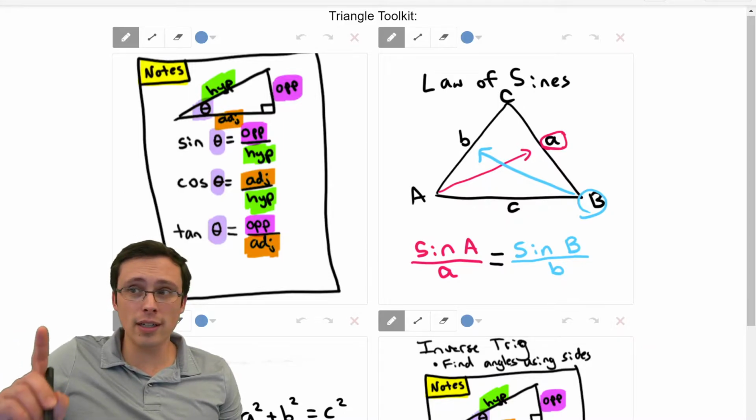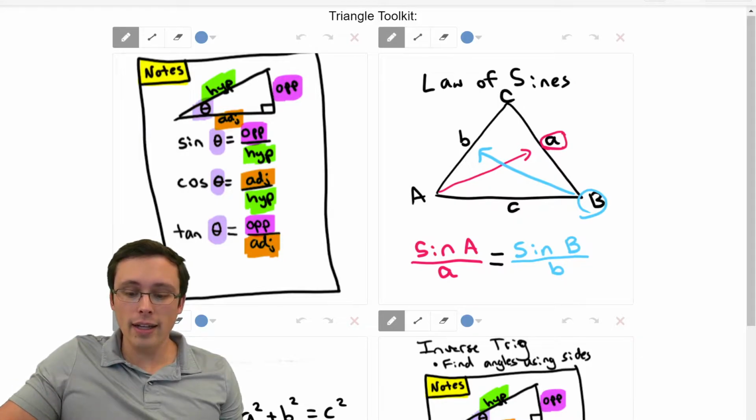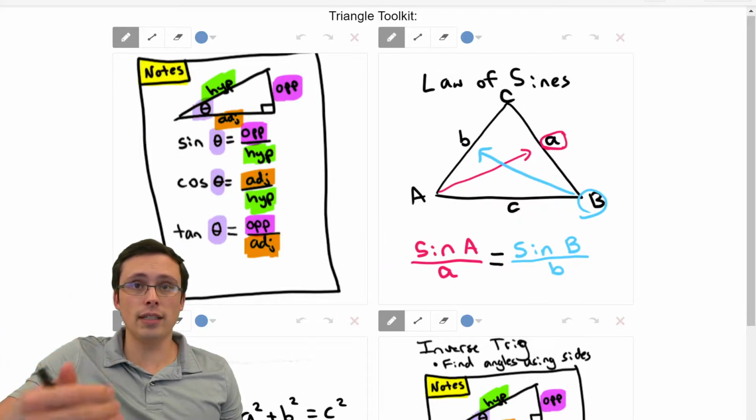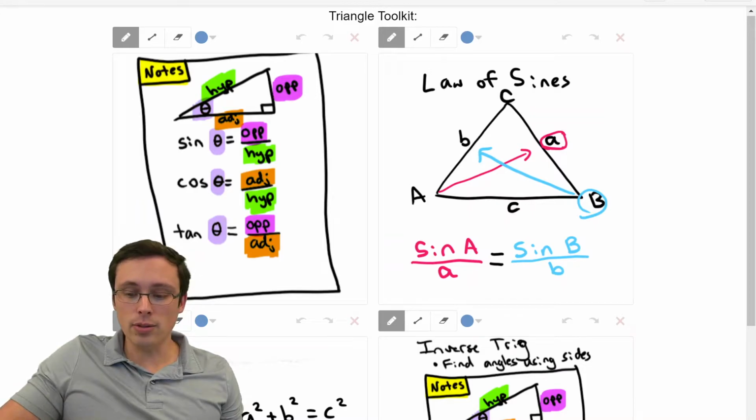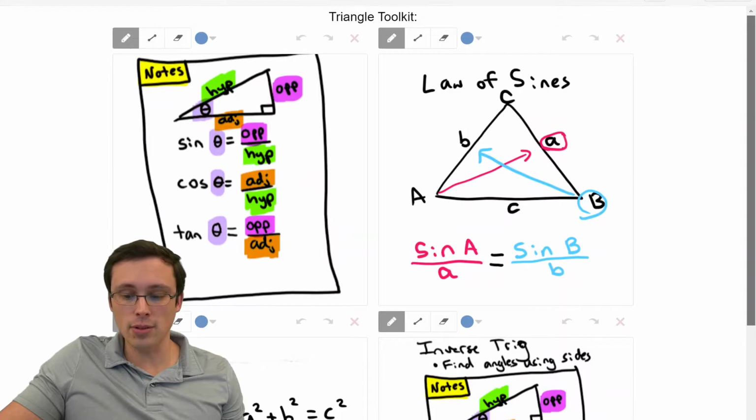That works in any triangle. It does not have to be a right triangle, although it does also work in right triangles. It says that the sine of any angle divided by its opposite side is equal to the sine of any other angle divided by its opposite side, as long as they're in the same triangle.